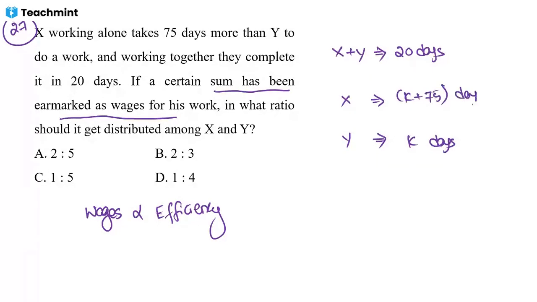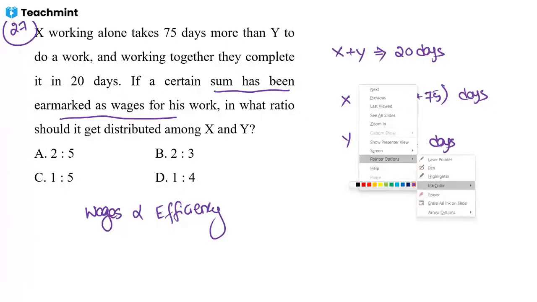K plus 75 days, right? If X is taking K days and Y is taking something more, then Y is taking 75 days more than X. Now listen, if you recall, we gave one approach in time and work, like a shortcut way.